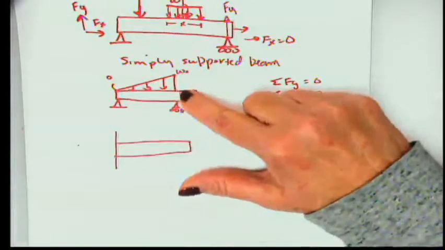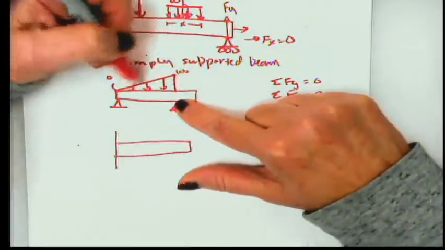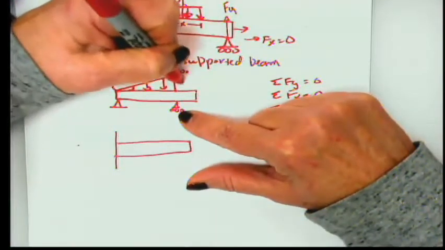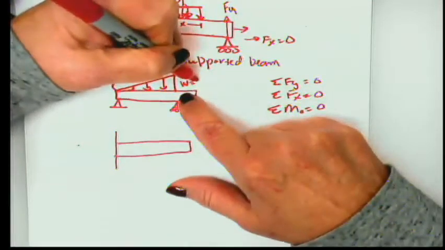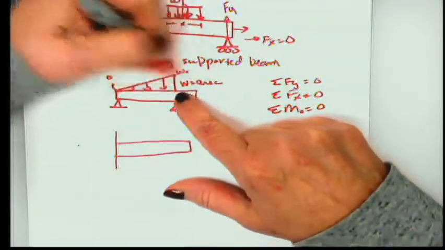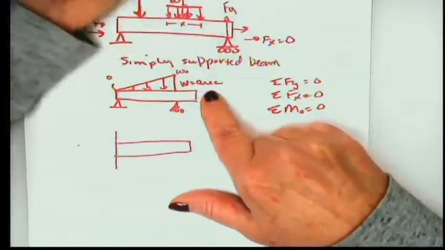In this type of a case, the area under the load curve equals that load, and so the area under this load curve, what shape is that?